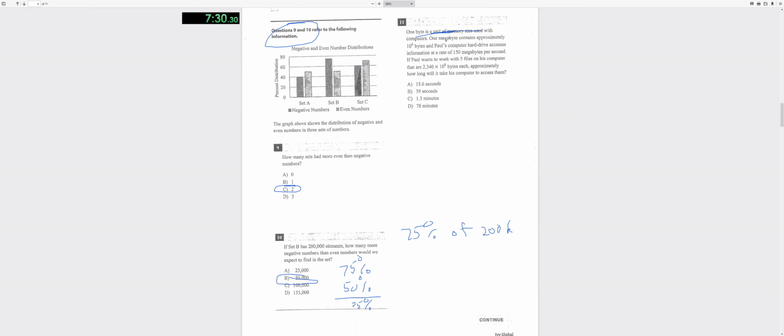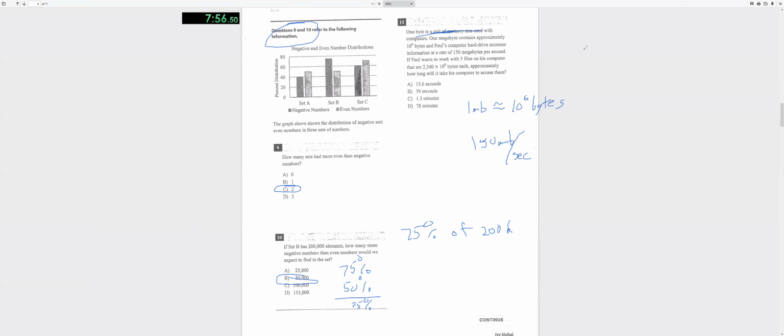All right, 1 byte is a unit of memory size, blah, blah, blah. We don't care. All we need to know is a megabyte. 1 MB is approximately 10 to the 6th bytes. Okay, good to know. And Paul's hard drive accesses are at a rate of 150 megabytes per second, and he wants to work with 5 files that are each that big.